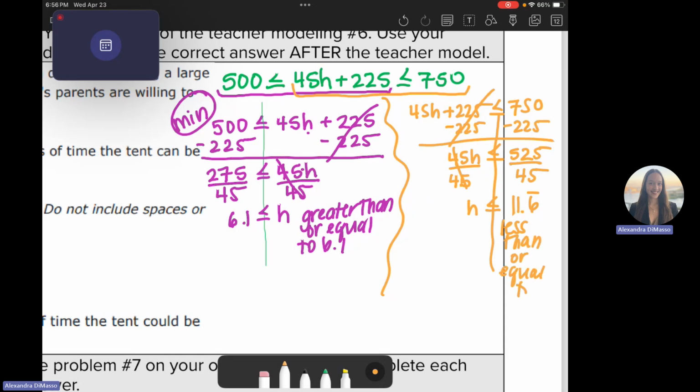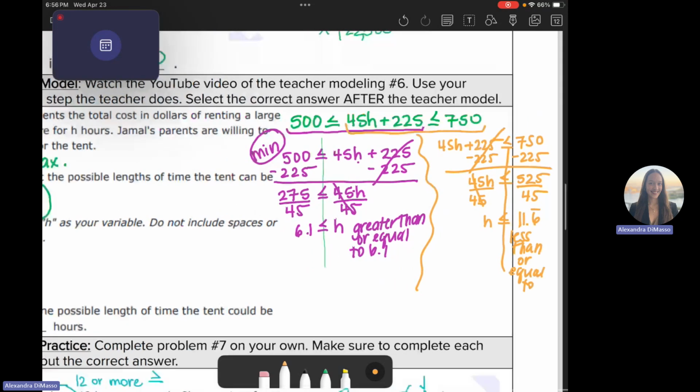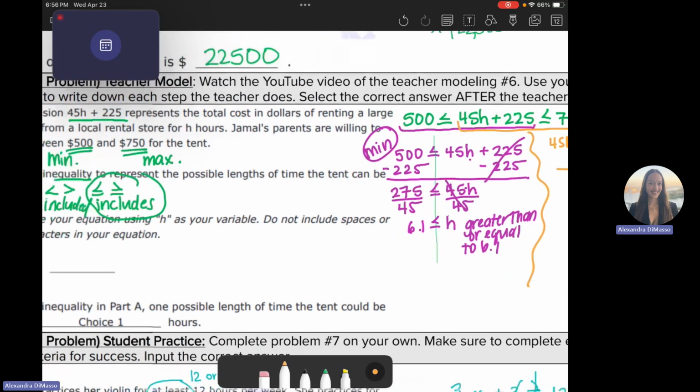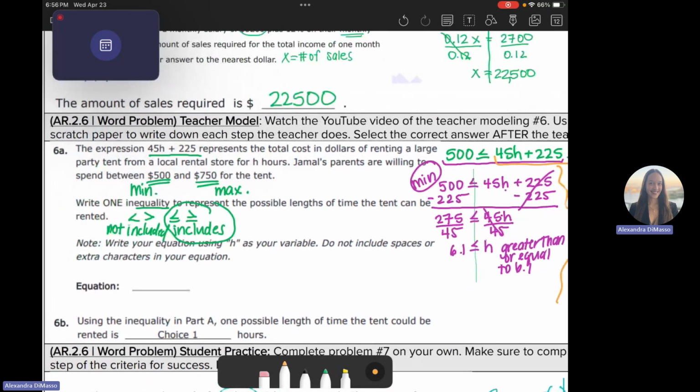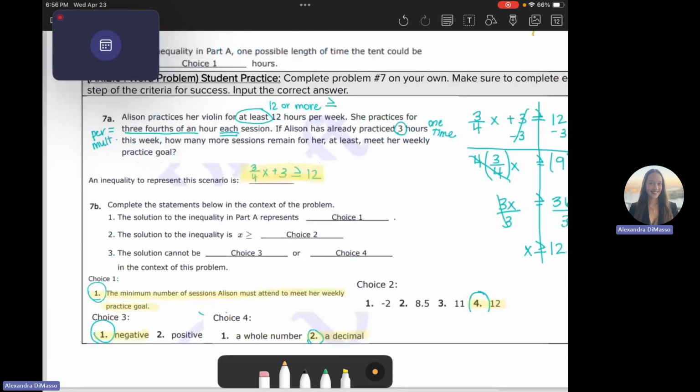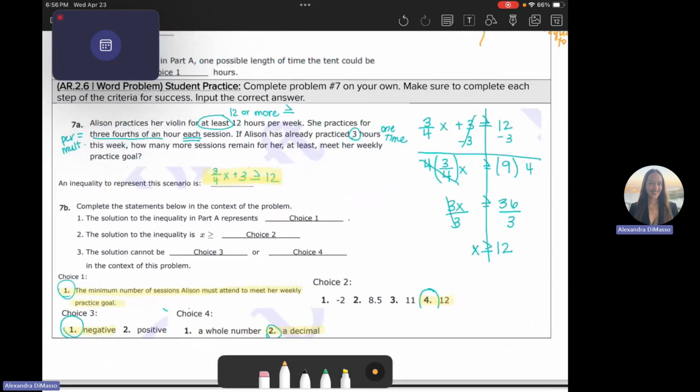Meaning I need to pick a number between essentially 6.1 and 11.6. So that could be like 7 or 8 or 9. All of those things will work. So any number that is in between those two. Okay. So we've now done number 6. Go ahead and pause the video, try number 7, and then come back and check your work with mine. Okay, here's number 7. Pause and check. Make sure yours looks like mine.